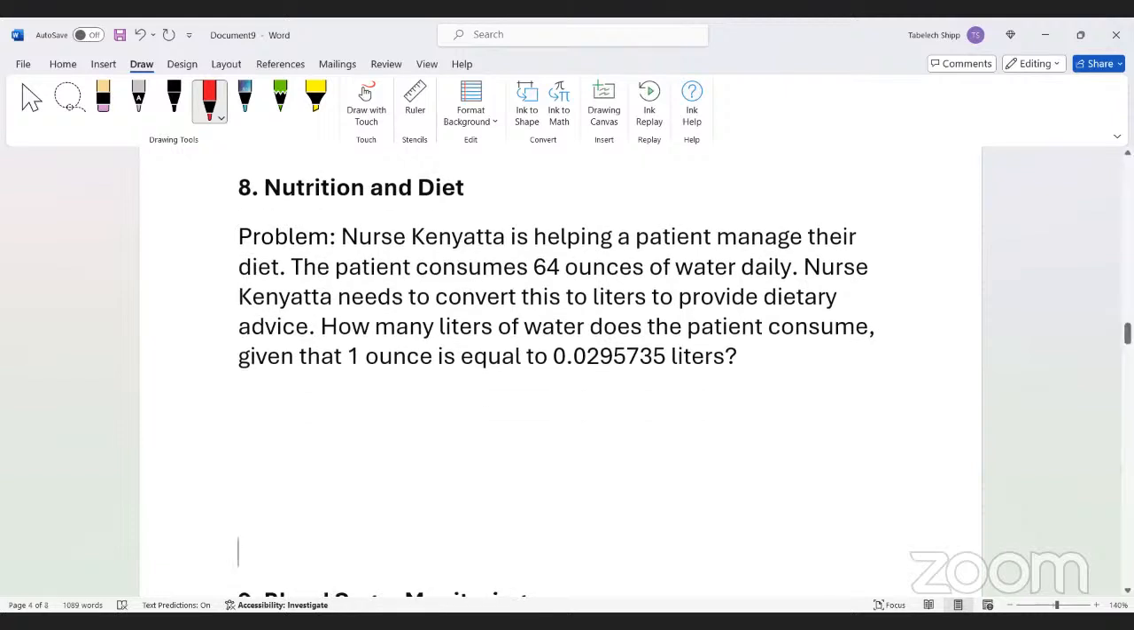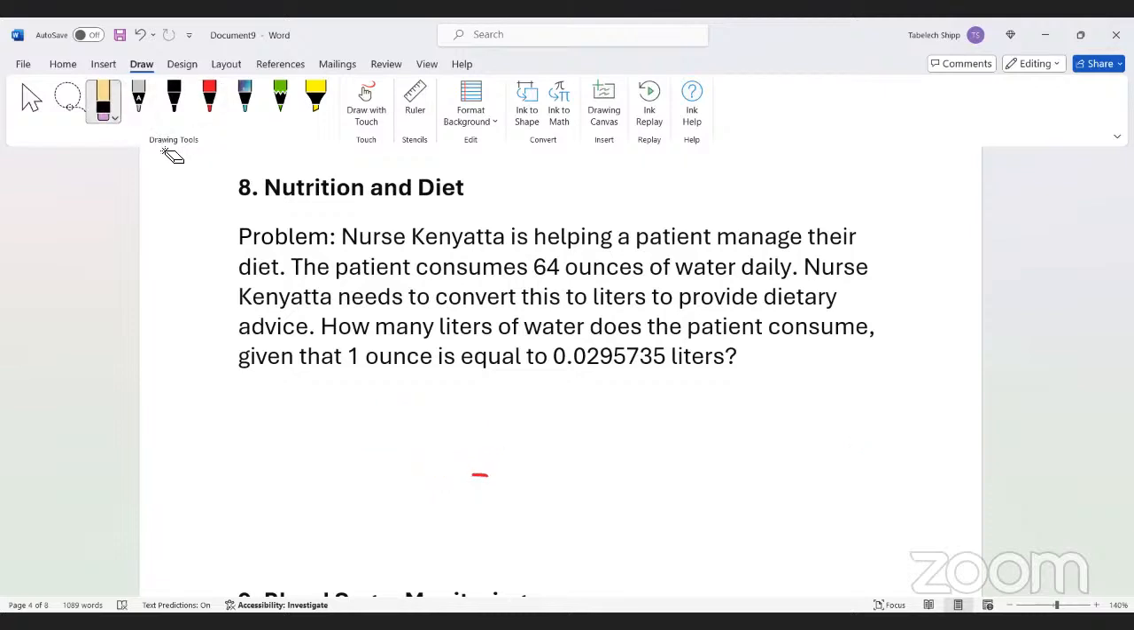Nurse Kenyatta is helping a patient manage their diet. The patient consumes 64 ounces of water daily. Get your water intake, guys. Technically, whatever you weigh in pounds, you should drink half of that weight in ounces. So for the sake of numbers, if you weigh 200 pounds, then half of that is 100, so you need to be drinking at least 100 ounces of water.